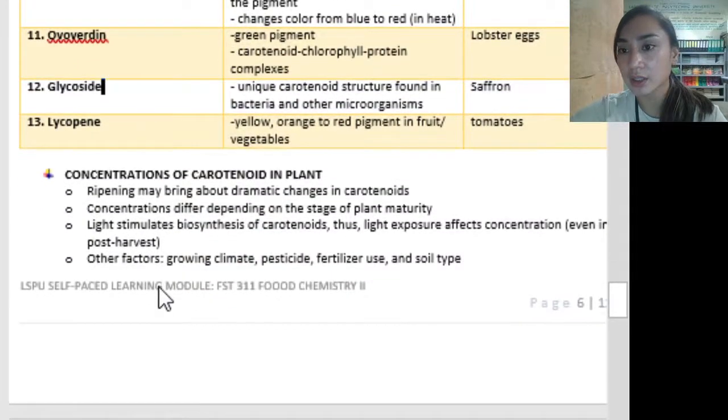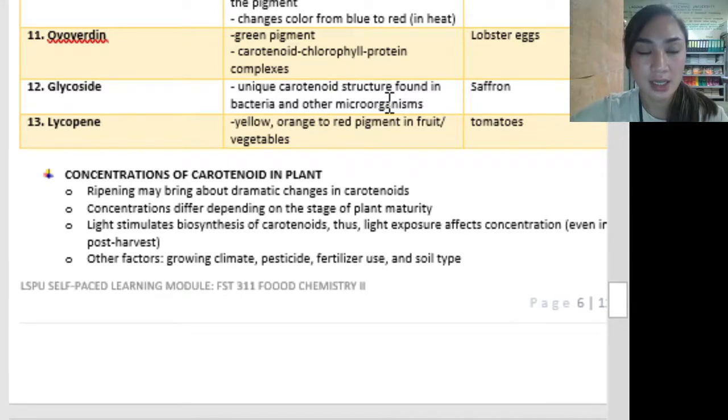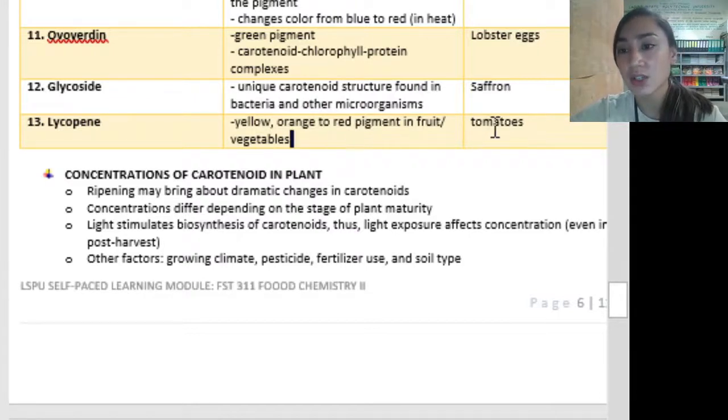It's a unique carotenoid structure found in bacteria and other microorganisms. We have lycopene, pinakang common, pinakang alam nyong lahat, because it gives off the yellow, orange to red pigment in fruit and vegetables such as tomatoes. Lycopene.